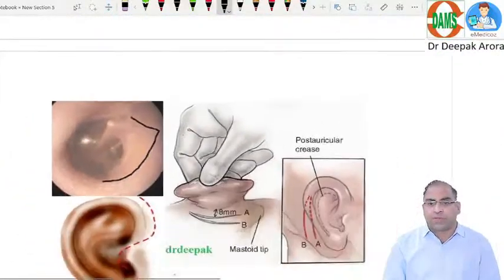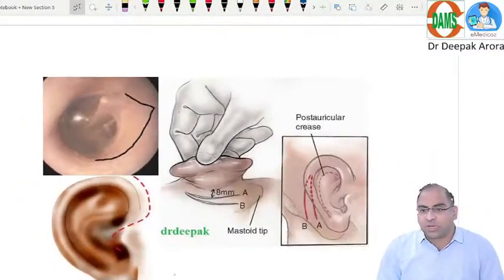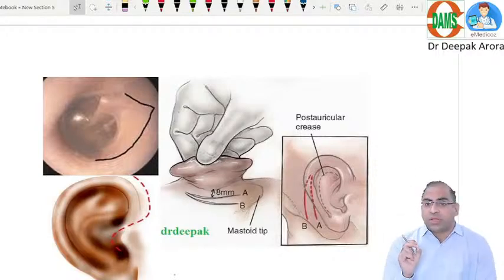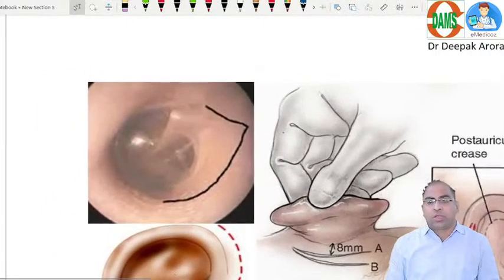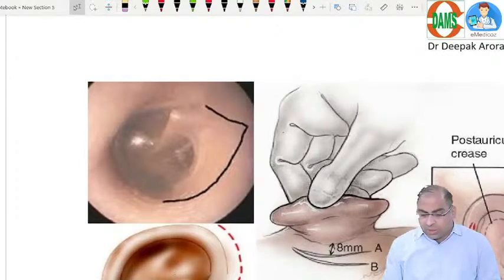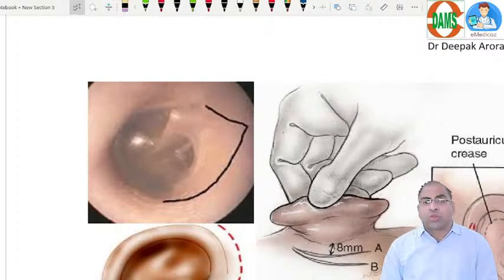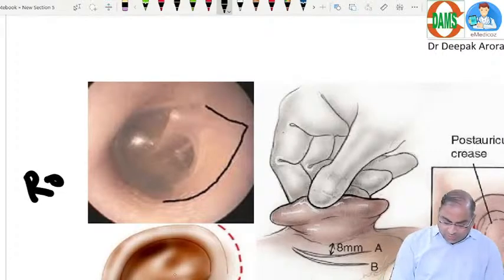I am showing you the first image, beta. In your FMG, what they can ask you. There is a high probability they will ask you about the incision. So you should be confident of all the incisions we are using in ear surgery. We can use Rosen incision, R-O-S-E-N.